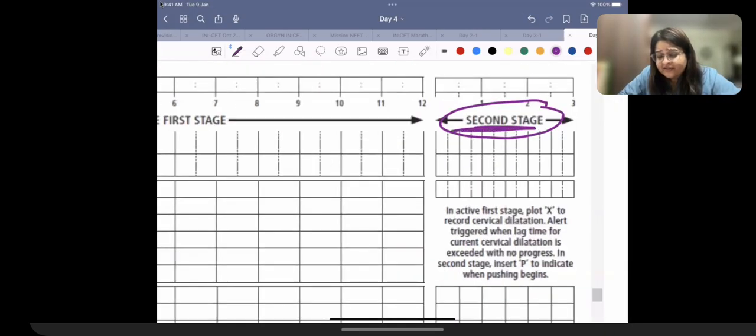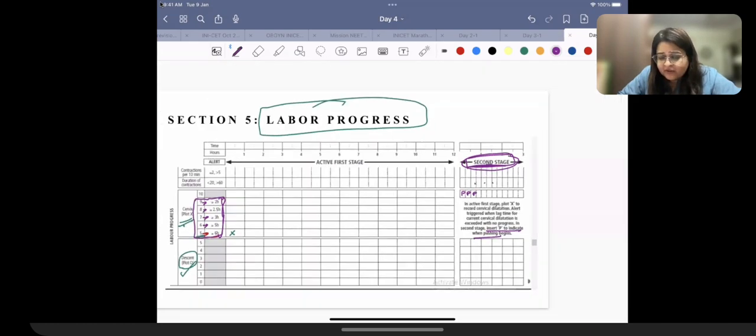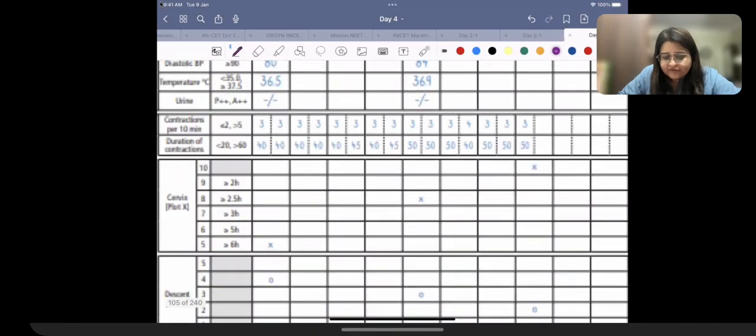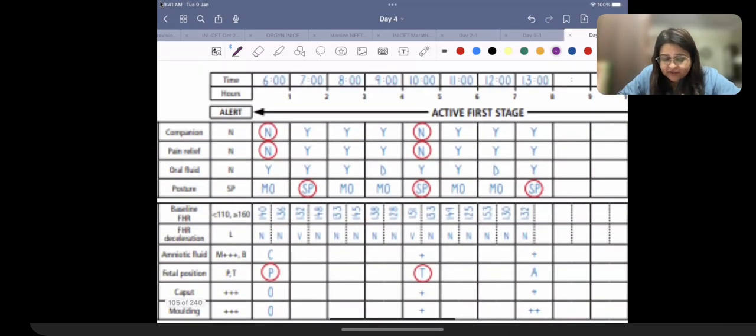Another new thing is the second stage. Second stage was never documented in the old partograph. This has a whole separate column for the second stage. What you have to enter in these boxes is, when the patient starts pushing, you write P. So if she's pushing, you write P, P, P. Okay? And when she has delivered, you write that. So this is an example of a filled partograph. You can see here the patient didn't have a companion. The alert ones have been marked in red.